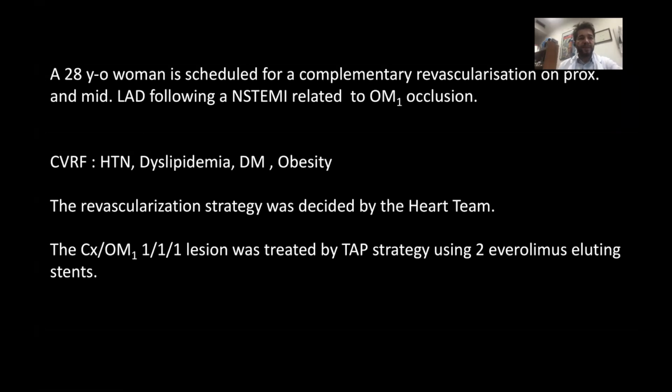So this case is about a 20-year-old woman who was scheduled for complementary revascularization on the prox and mid LAD following a non-STEMI. The acute coronary syndrome was related to a first marginal branch occlusion. This revascularization strategy was decided by the heart team despite the presence of diabetes. The circumflex and marginal bifurcation lesion was treated by a TAP strategy using 2 Synergy stents 4 days before.